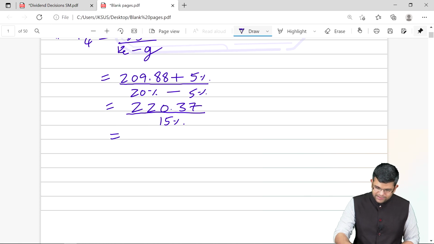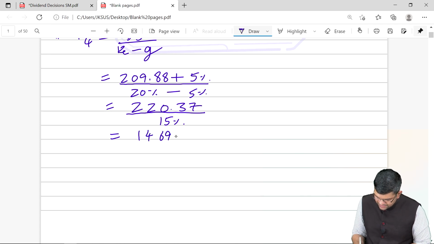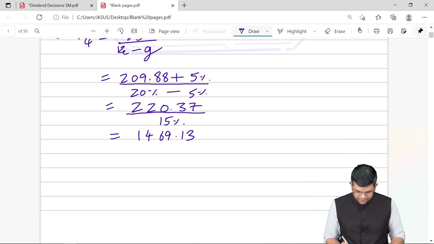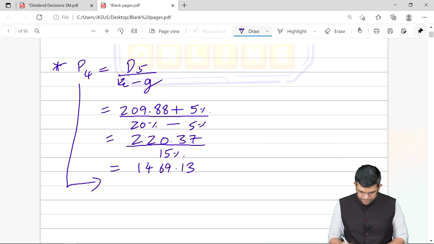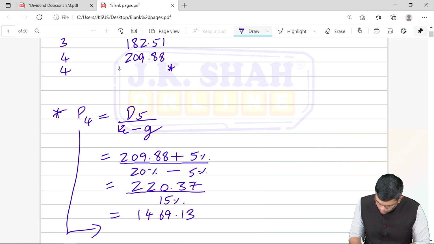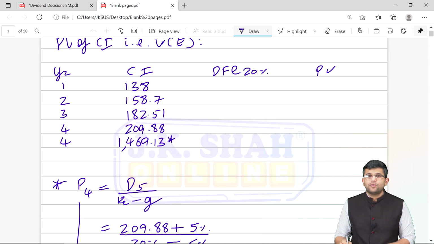So on the calci, 220.37, if I divide by 15%, I will get 1469.13. Okay, 1469.13 is, children, your P4. So I'll just write down here 1469.13. Everybody clear? Now let's put the discounting factors.